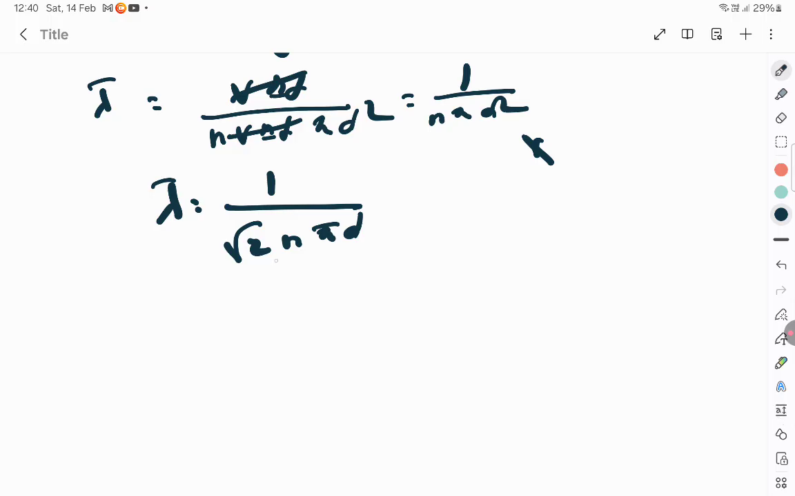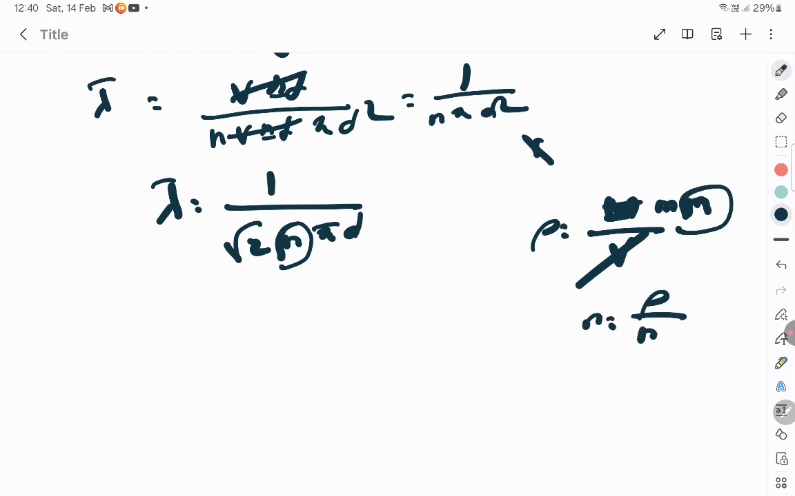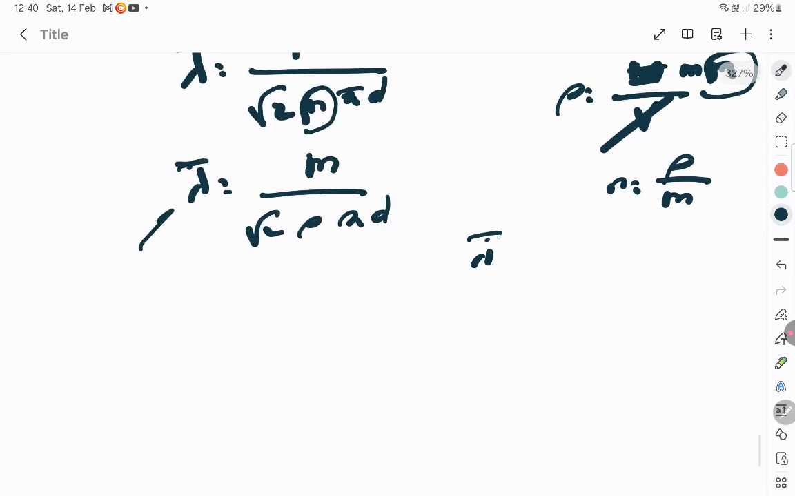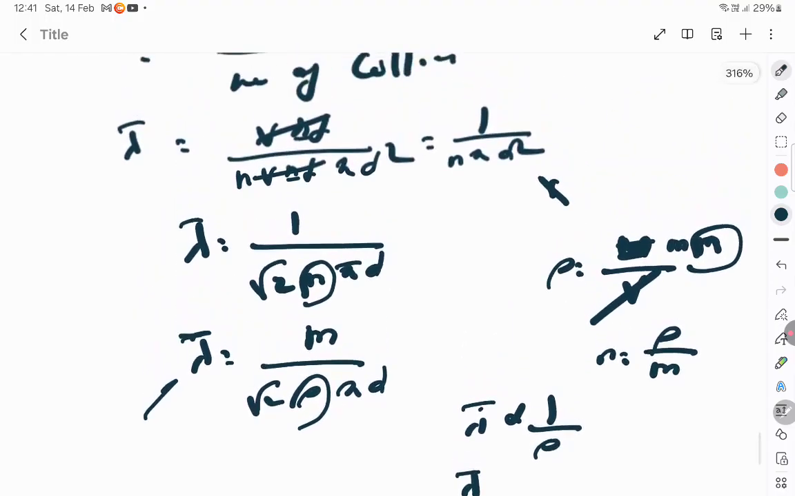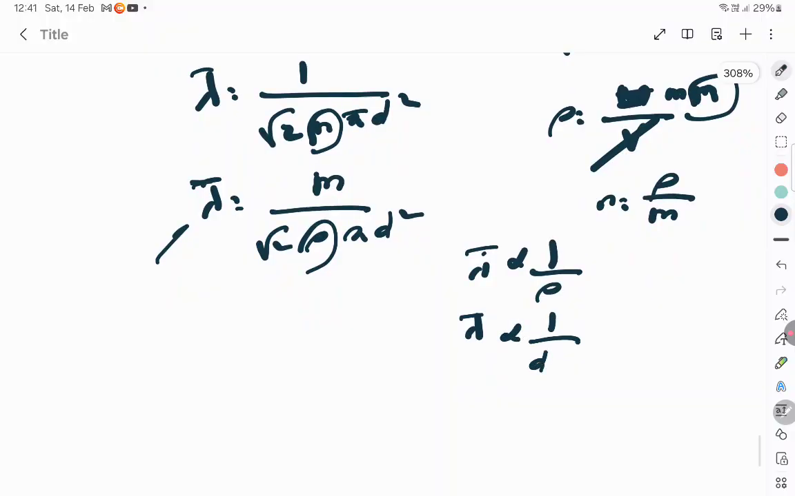So from here, what you should do is find what m is. You know, density is mass by volume, but this is considering unit volume. You can write capital M to be small m into n. Correct? Small m into n. Therefore, what is small n? It is density by m. Substituting that here, you get 1 by root 2 into density by m into pi d square. You get a formula like this. So the mean free path is inversely proportional to the density, and inversely proportional to the square of the diameter of the molecules, the moving molecule.